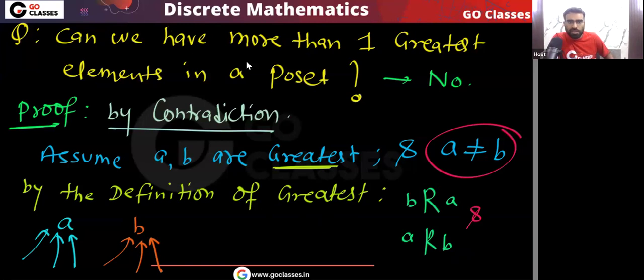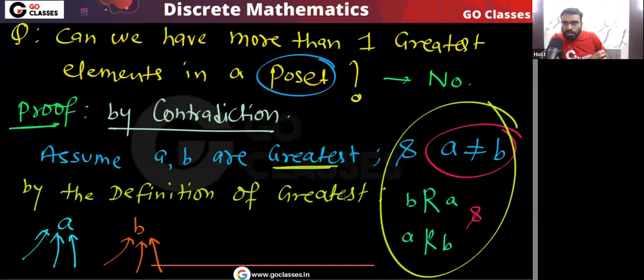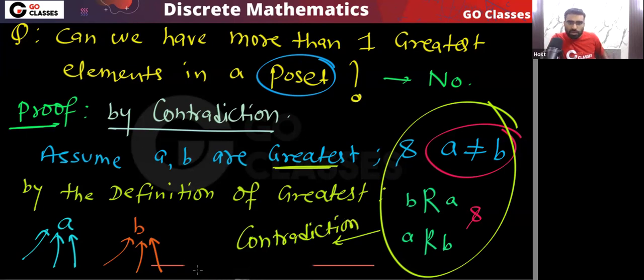So where is the contradiction? Can you see the contradiction? The contradiction is that the antisymmetric property is violated. Yes or no? Every POSET is antisymmetric. You are violating the antisymmetric property. This is your contradiction. And why is this a contradiction? Because the antisymmetric property is violated.